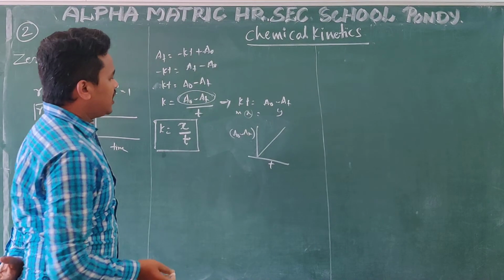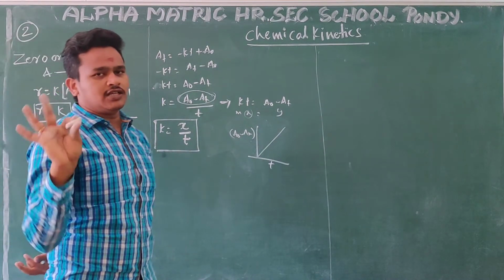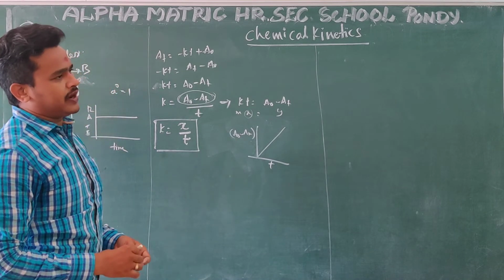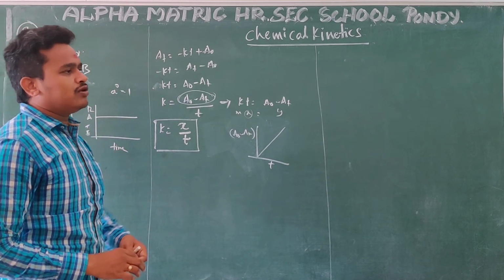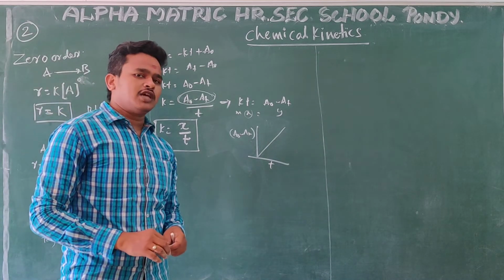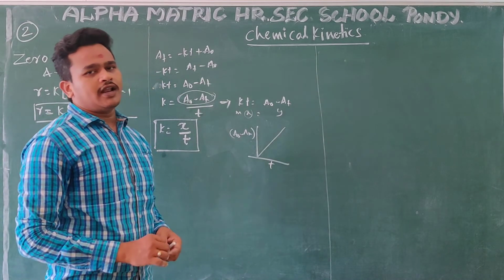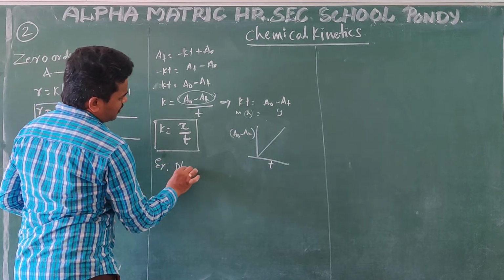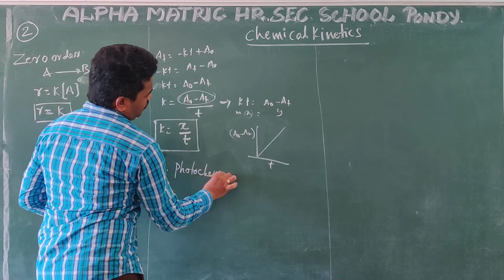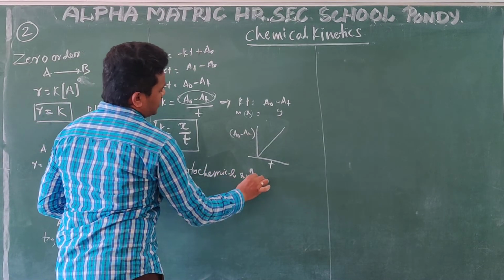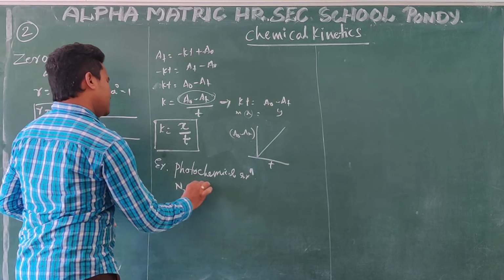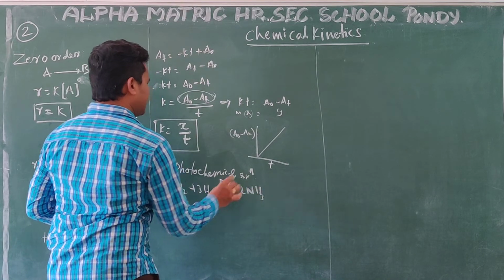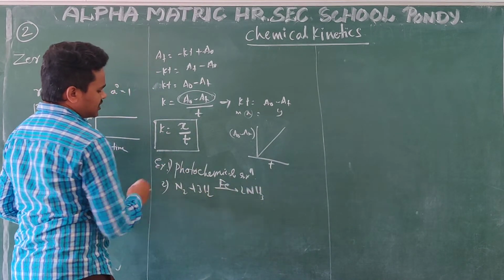Generally, for a zero order reaction, what we have to remember is the rate is constant, and these are all the graphs. Some examples are there: decomposition of ammonia, decomposition of HI. These are all examples for zero order reactions. Mainly what are coming here are all photochemical reactions. Photochemical reactions come under zero order reaction. For example, N2 plus 3H2 gives 2NH3, with catalyst Fe.